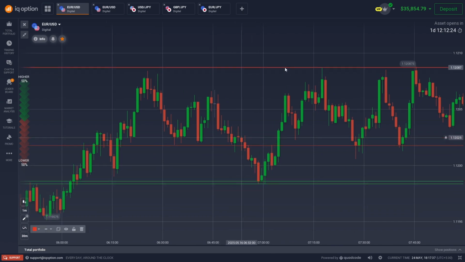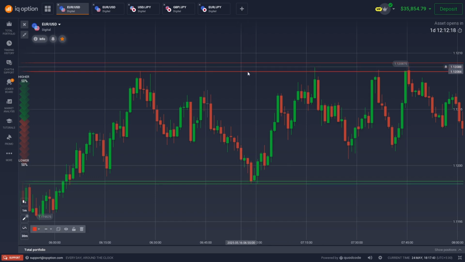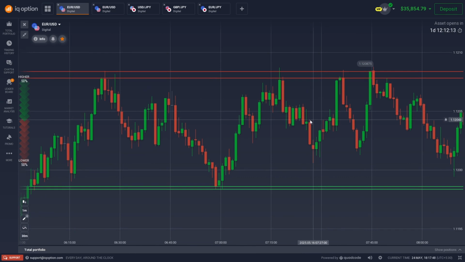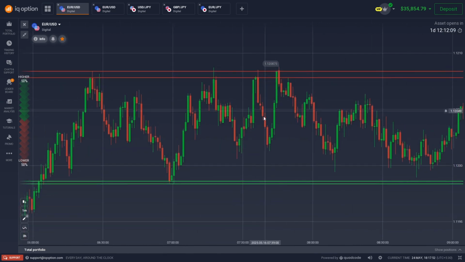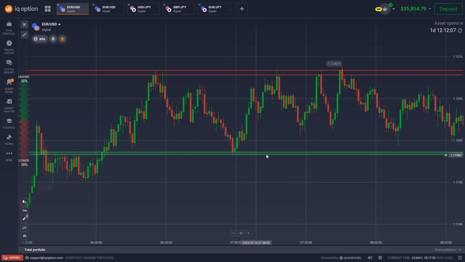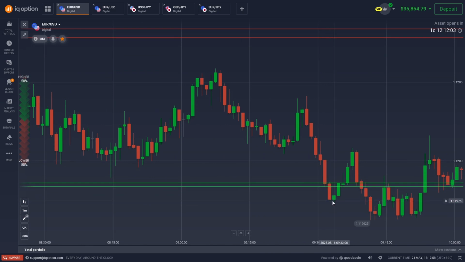Anyone can say that I'm not drawing any level here, because although they are clearly visible, you can see this is the resistance. It worked here, but as this level has been used 4 times, in future it's of no use. You can see this is a clearly visible level, and here price clearly gave a breakout.